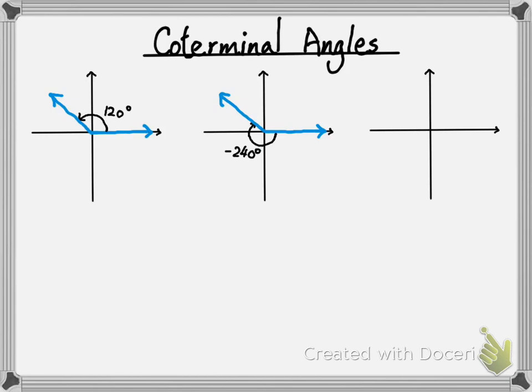Now, what about an angle of 480 degrees? Let's first draw the initial side on the positive x-axis. Since 480 degrees is positive, we will travel counterclockwise. As we travel one full rotation, it is only 360 degrees. It is not yet 480 degrees, so we need to travel 120 degrees more to reach 480 degrees.